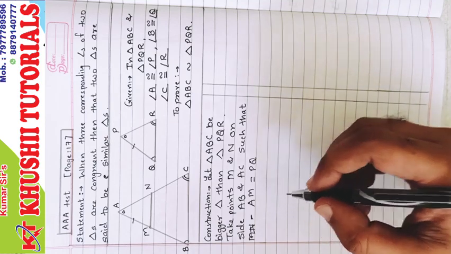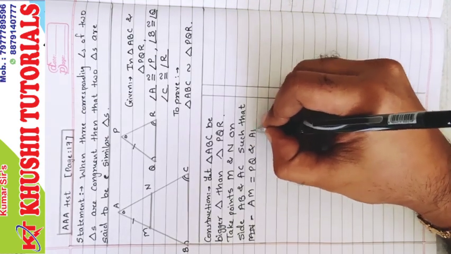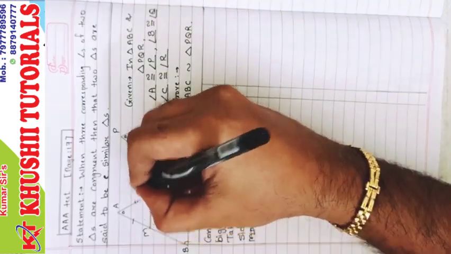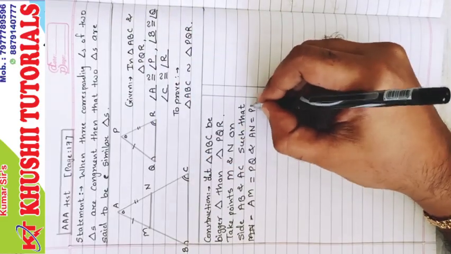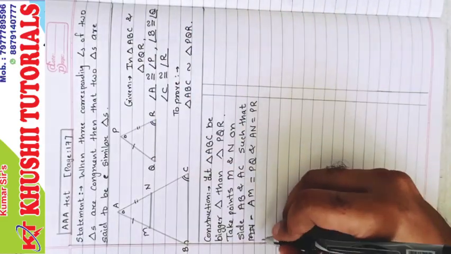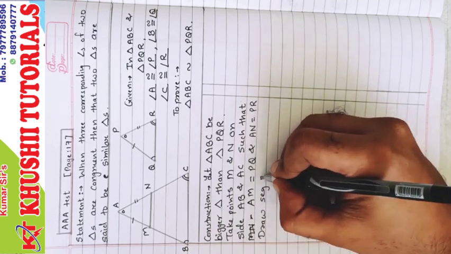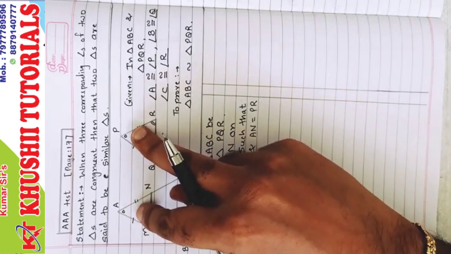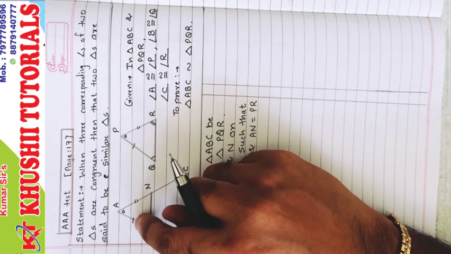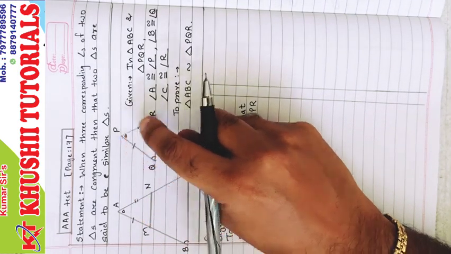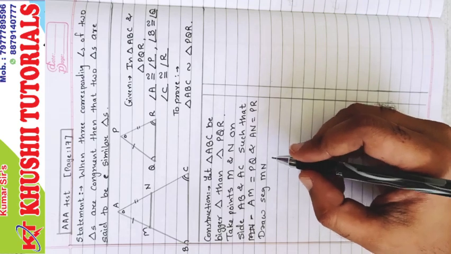and AN equal to PR, and draw segment MN. So these two triangles are congruent by which test? SAS test. But we have to prove that.